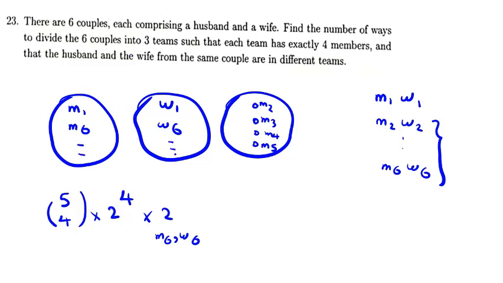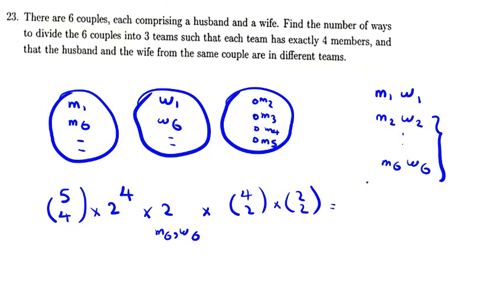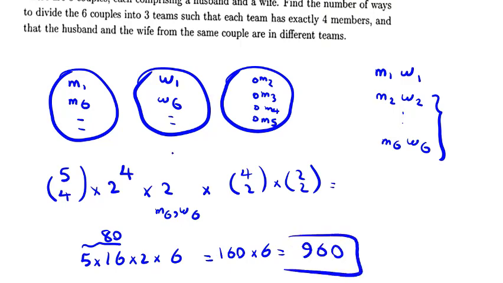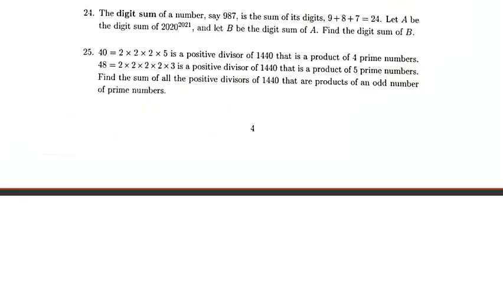Now you have 2 places for here, 2 places for here. You select, for example, 2, we have M2, M3, M4, M5. W2 to W5 are left. So you say 4 choose 2 for this part and 2 choose 2 for this part. If we calculate this, 5 choose 4 is 5, times 16, times 2, times 4 choose 2 which is 6. It will be 80. 80 times 2, 160, times 6, 960. So the answer is equal to 960. SMO 2020 senior section first round, problem number 24.